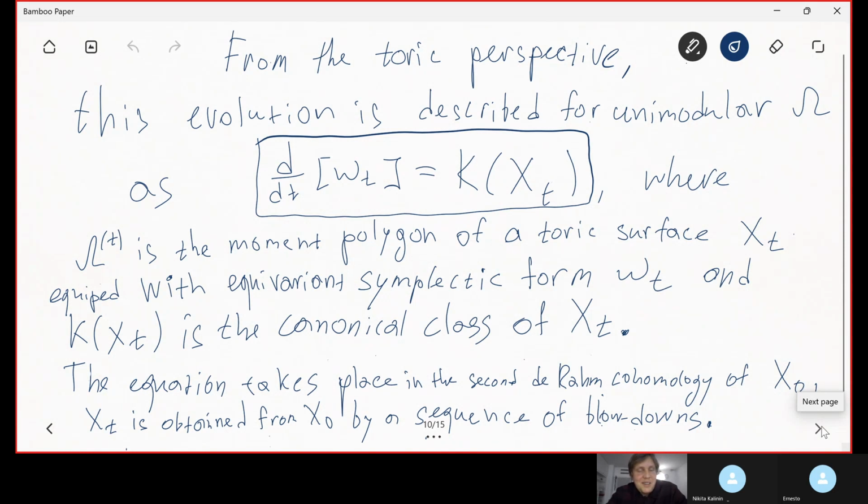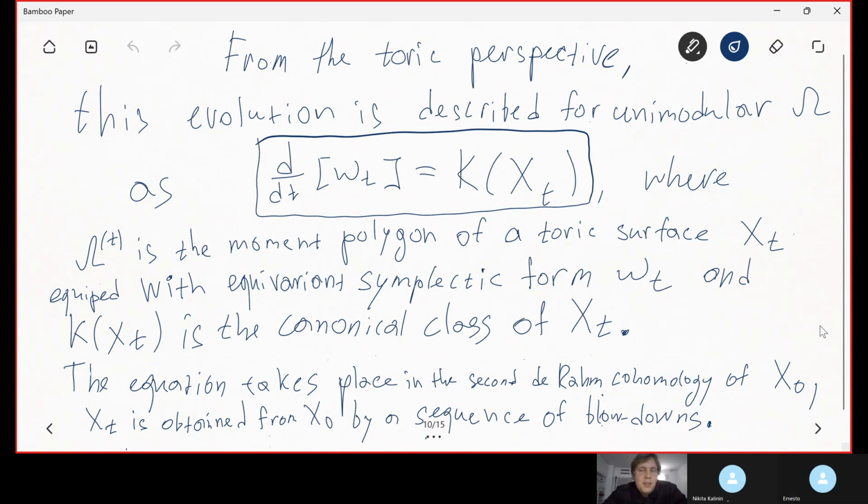Is it clear? It actually shouldn't be clear at all where this equation takes place. I assume that this equation takes place in the Kähler cone of the variety. But of which variety? Because the varieties also change. The varieties change by blowups, don't they? Yes, exactly. Or as blowdowns. When you go along this evolution, you do blowdowns.